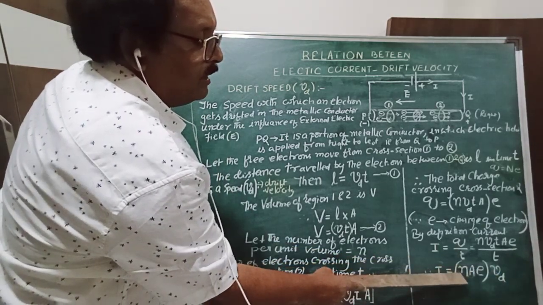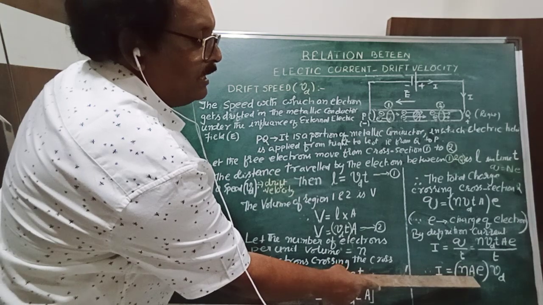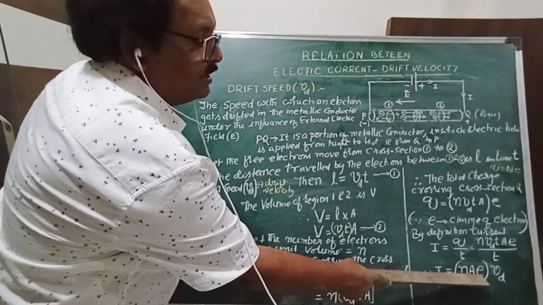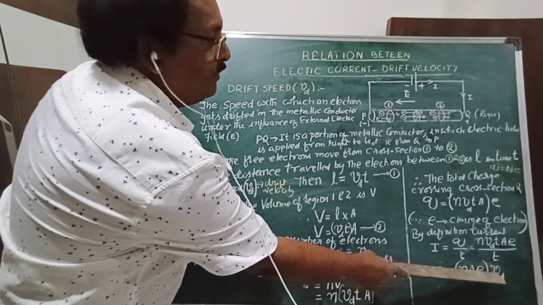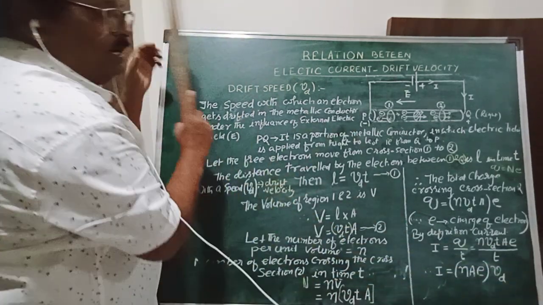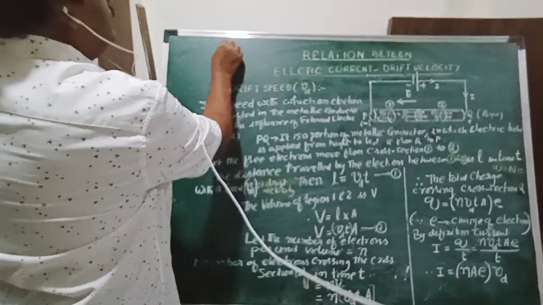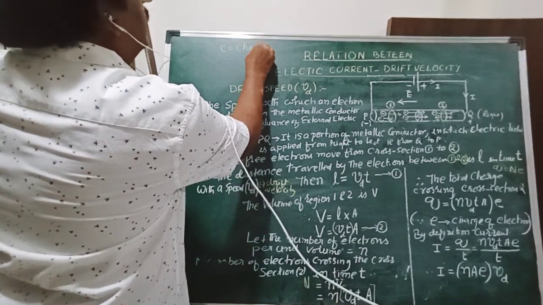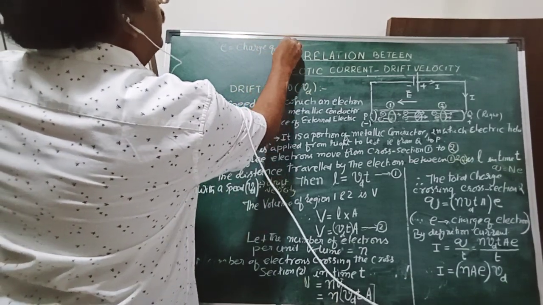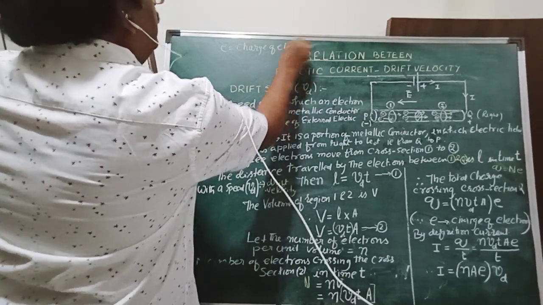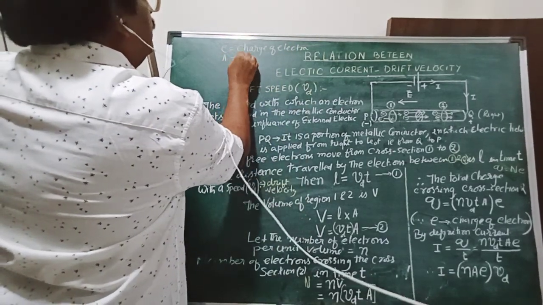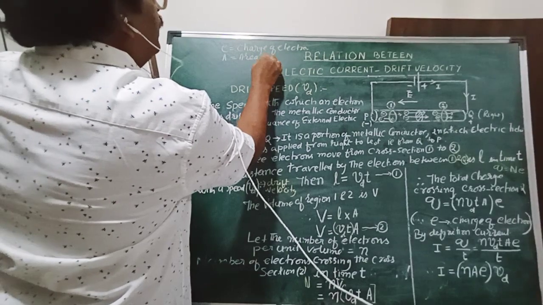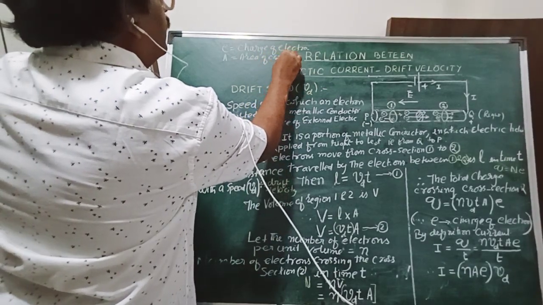n is the number of electrons per unit volume. A is the area of cross section of the conductor. e is the charge of each electron. Vd is the drift velocity. So e is the charge of electron, and A is the area of cross section.